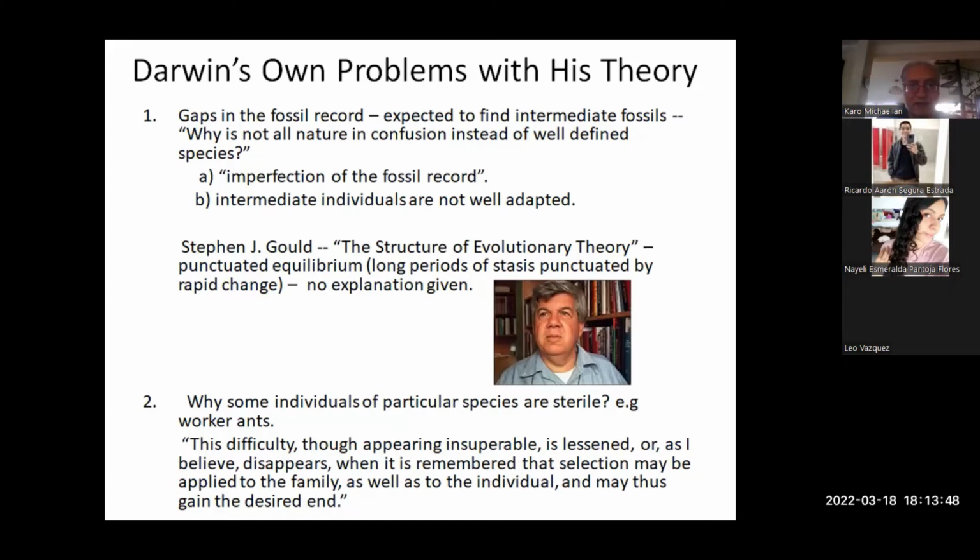But he came up with this idea of punctuated equilibriums, that really nature, if you look at nature, it was not that it was an imperfection in the fossil record, but in fact that was the way nature was, that there were long periods of stasis. That means periods in which there was no change, punctuated by very rapid change. But in his book, he never gave an explanation of why something like that would occur.